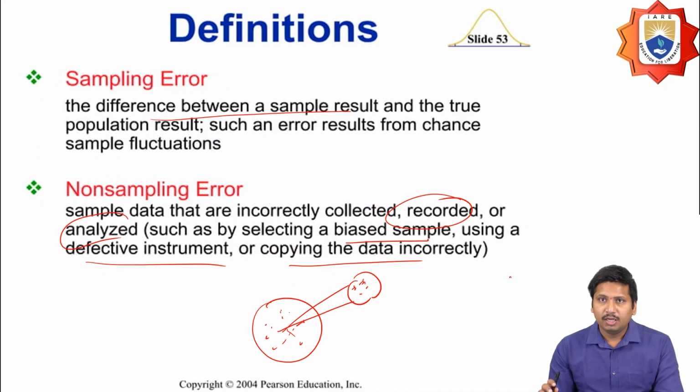Non-sampling error means data which is drawn incorrectly or incorrectly recorded, and then incorrectly analyzed, through a defective instrument, or while copying, so we can get some errors. That should be treated as the non-sampling error.